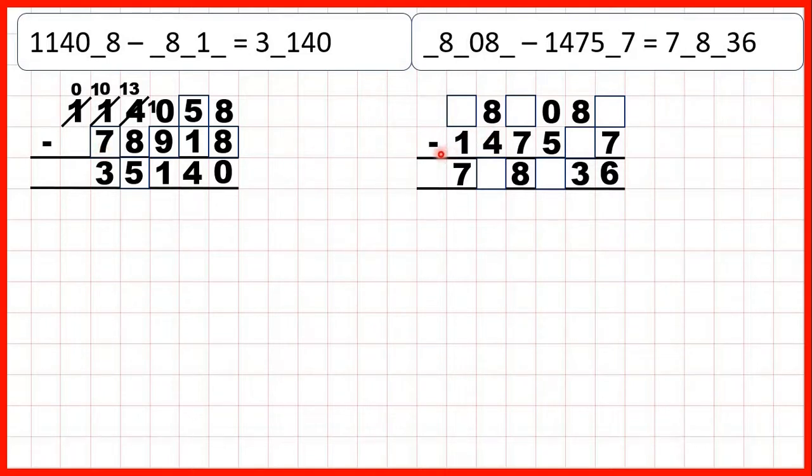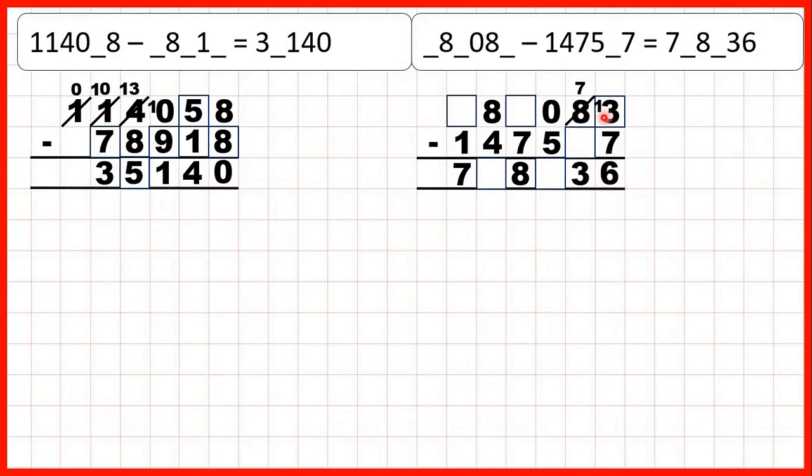Now onto this question, again we start with our ones. We have something minus 7, and we have a 6 in our answer. Now we know that if we add 6 and 7, we get 13. So they must have subtracted 7 from 13 to get 6. That means they must have exchanged, so 1 less, 1 in front, and then this digit here must have been a 3, because 13 minus 7 is 6.